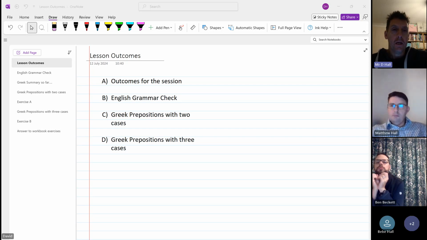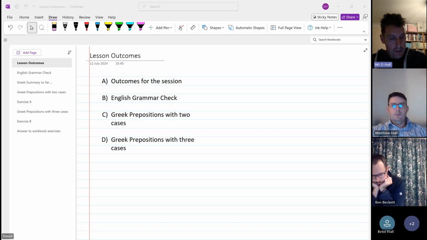Okay. So we'll go through firstly a little bit of an English grammar check. We'll go through the basics so we remember what we're looking at, some of the words and names that we use. And then we'll have a look at a Greek summary so far, so that we can quickly scan what we've done, before picking up some new prepositions, which you'll see are some prepositions with 2 cases and then some prepositions with 3 cases. And we'll explain what that all is when we get to it. So that's what we want to try and do today.